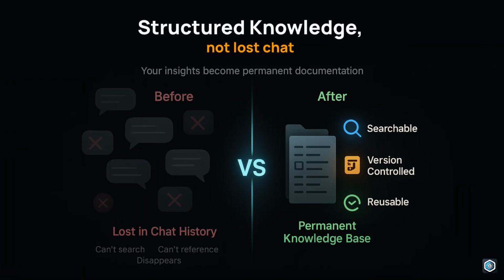Here's the key benefit. These artifacts aren't just sitting in chat history. They're markdown files on your disk, organized by category, with proper metadata. They become searchable, reusable product documentation. You can version control them with Git. You can share them with your team. You can reference them in future sessions. They're part of your product's knowledge base now, not lost in conversation history. Let's see how this works in practice.